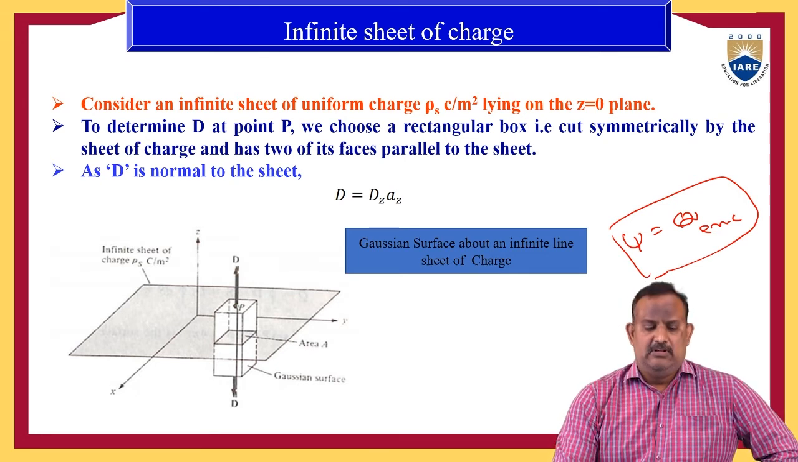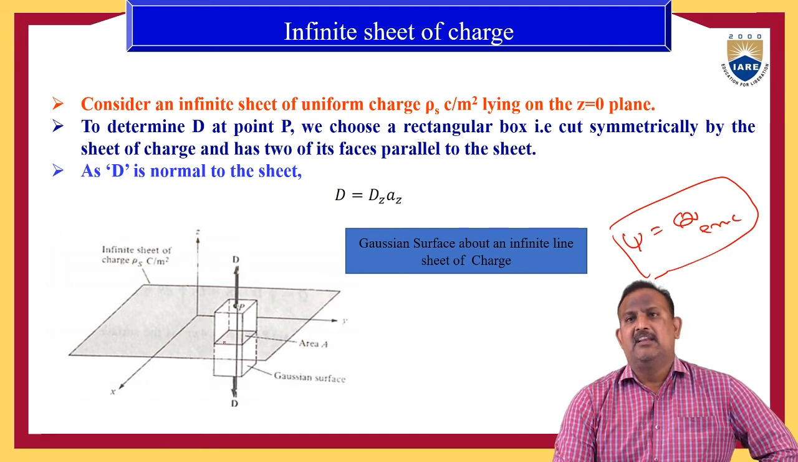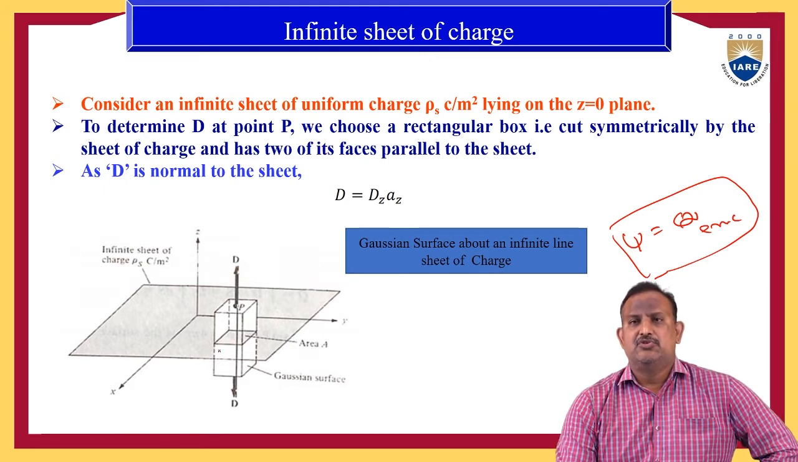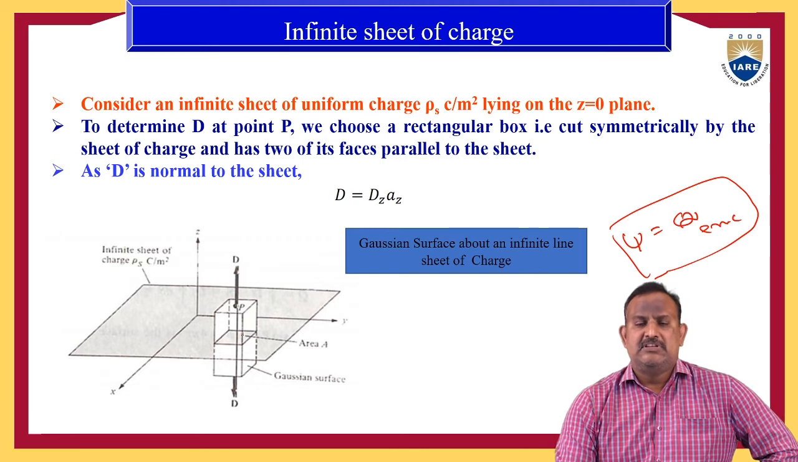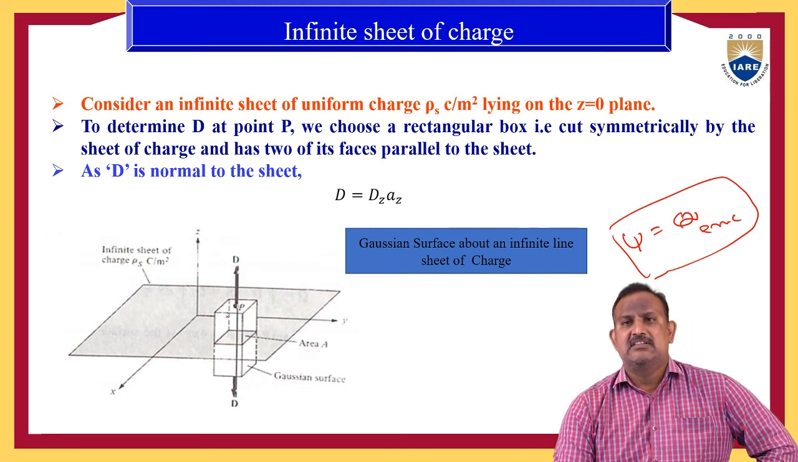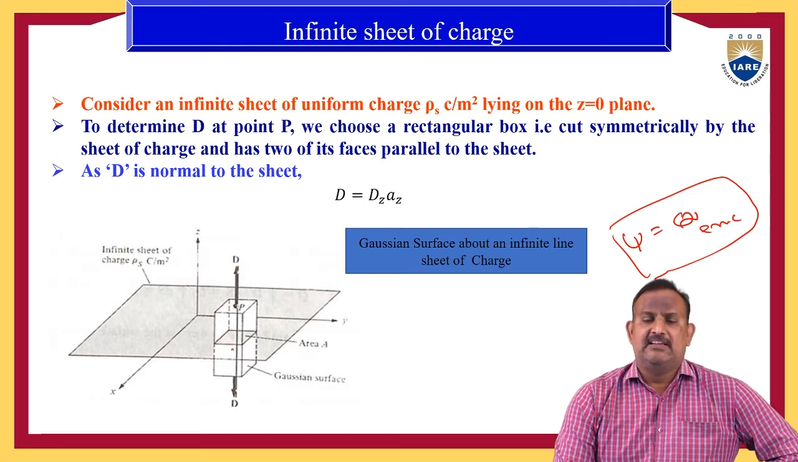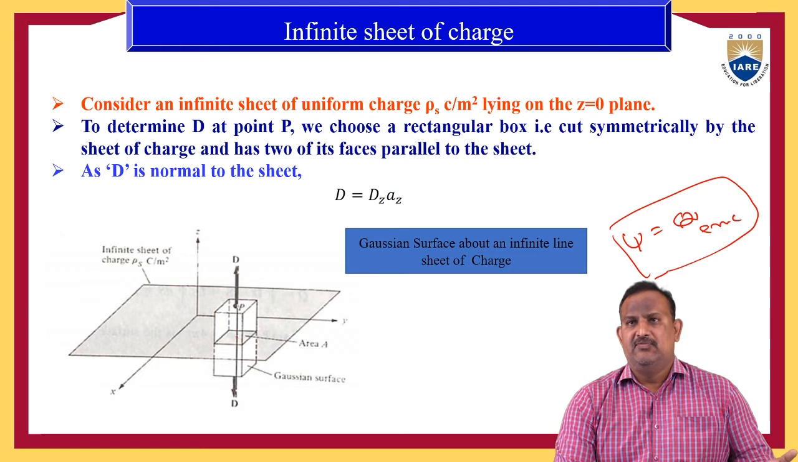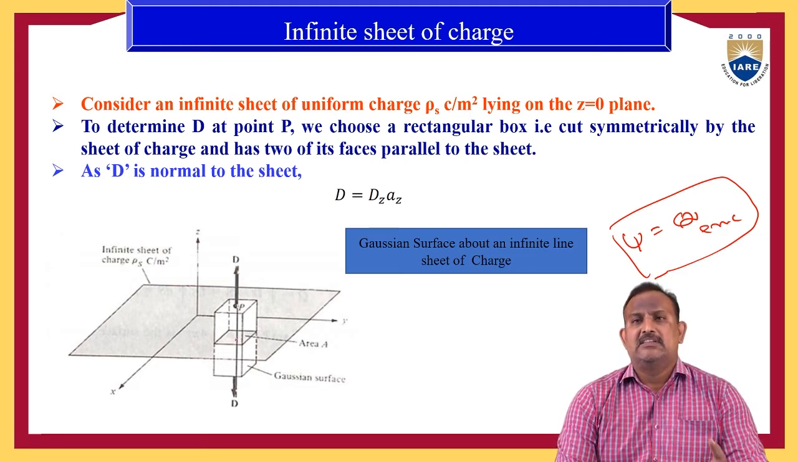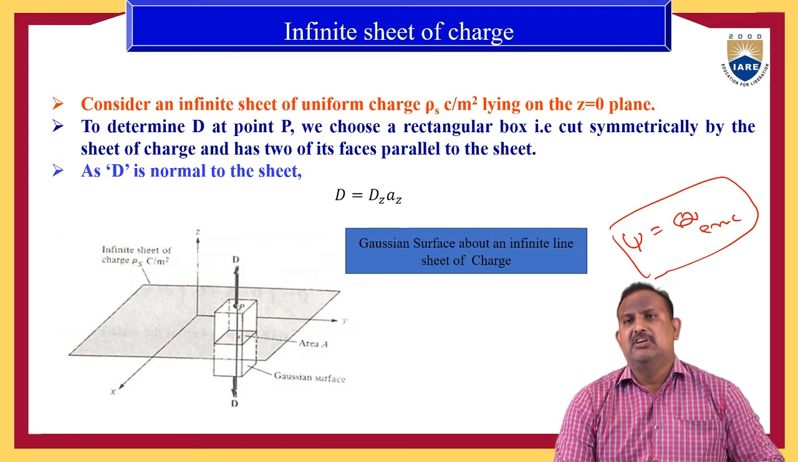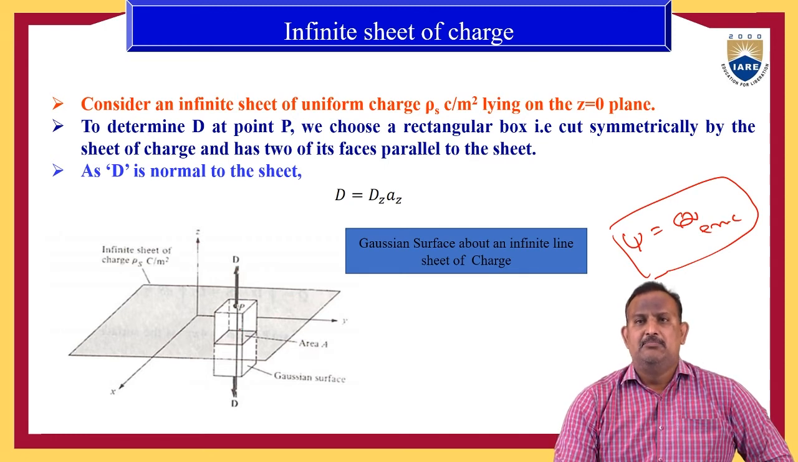So here, I am assuming a rectangular box along the surface of an infinite sheet. It is an infinite sheet, and along it I am assuming uniform charge distribution. Next, I am going to construct a Gaussian surface. Let us assume the Gaussian surface is a rectangular box. When we place the rectangular box along an infinite sheet of charge, the sheet will cut the rectangular box into two parts, parallel to each other: the top part and the bottom part.